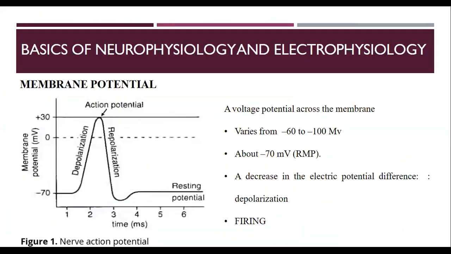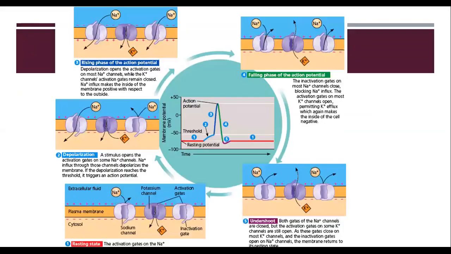Coming on to the basics of neurophysiology and electrophysiology, this is the normal action potential of a nerve. The voltage potential across the membrane varies from -60 to -100 millivolts, and the resting membrane potential is about -70 millivolts. A decrease in the electrical potential difference will lead to depolarization and firing. This normal action potential of a nerve is explained in this picture.